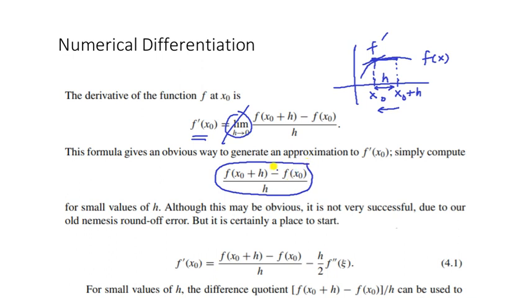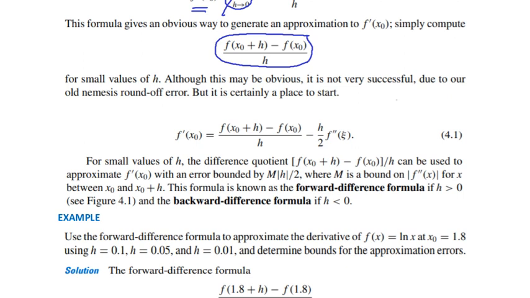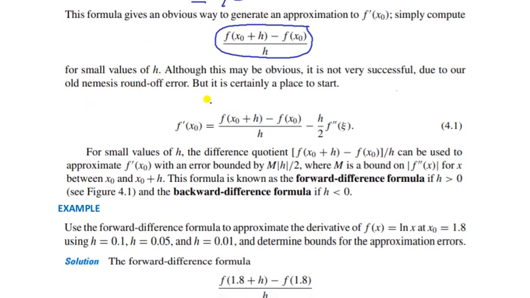And you know that whenever we approximate the derivatives, we are interested in the error, right? So the error in this formula is this. You can approximate f prime by this difference quotient, but it will give you this much error, minus h by 2 f double prime at xi, right? So I need a bound on the second derivative. If we take small values of h, the difference quotient can be used to approximate f prime x naught with an error bounded by Mh by 2. What is Mh by 2? This is the error, right?